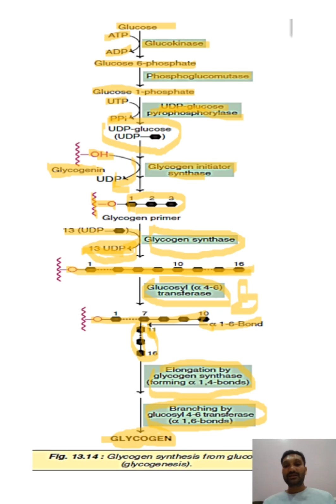This is the process by which glucose is ultimately converted into glycogen, the storage form of glucose. So this is the process of glycogenesis, the formation of glycogen from glucose. This is a very essential process. When we have a lot of glucose in our body, in the blood, at that time the glucose is stored in the form of glycogen in the liver.